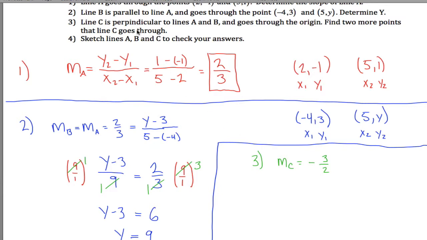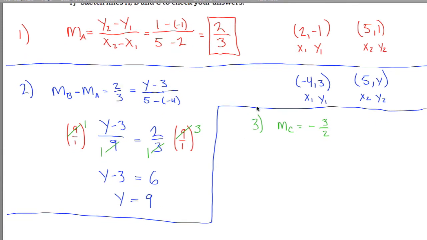It tells me that line C is perpendicular to lines A and B, and it goes through the origin. That's key. It goes through the point (0, 0). So what it wants me to do is find 2 more points that line C goes through. There are a few different ways you could do this.